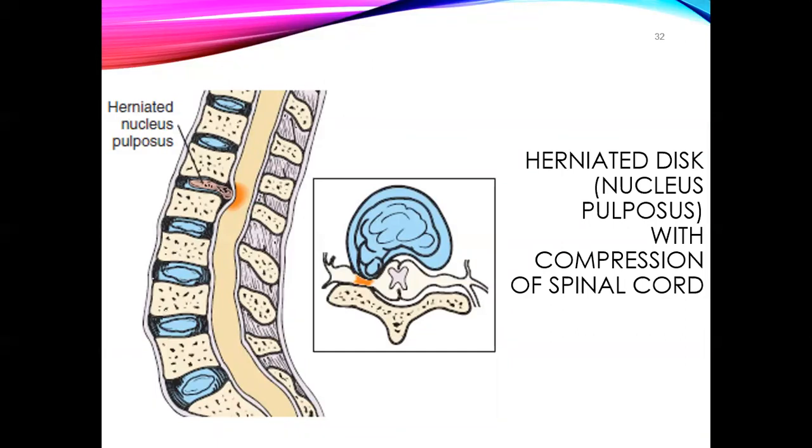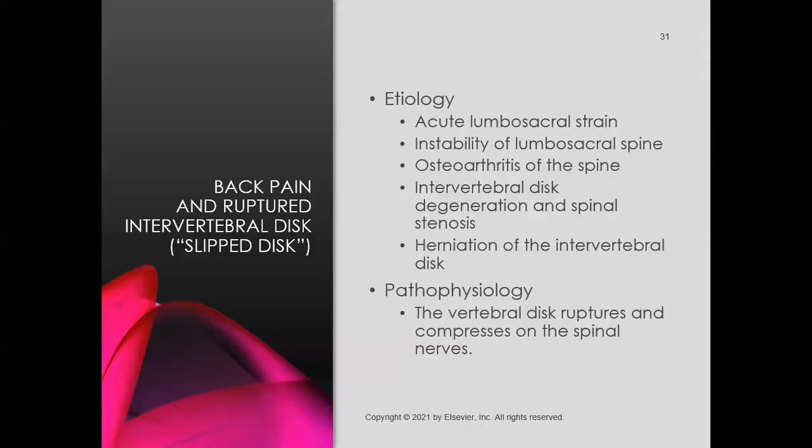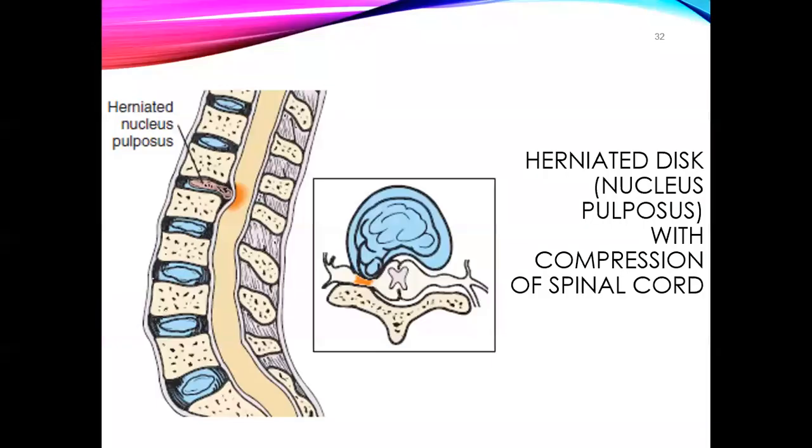Okay, herniated discs. We're talking about back pain and ruptured intervertebral discs or slip discs, as we often hear them called. What causes them? Well, an acute lumbosacral strain will cause a slip disc. Instability of the lumbosacral spine, osteoarthritis of the spine, intervertebral disc degeneration, spinal stenosis, herniation of the intervertebral disc. And then what is going on? Well, the vertebral disc will rupture and it will compress the spinal nerves.